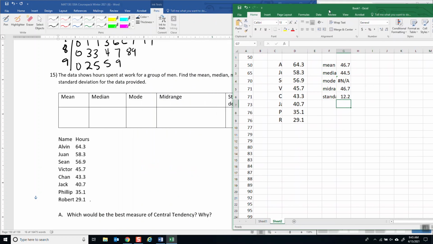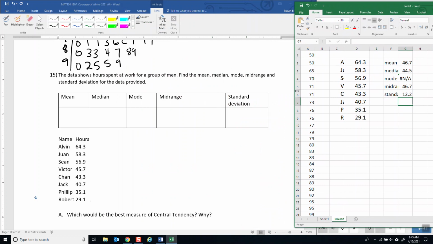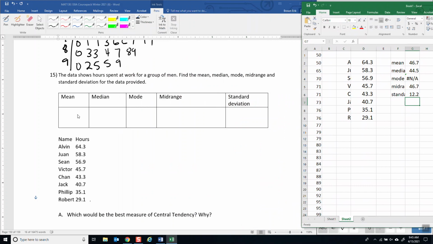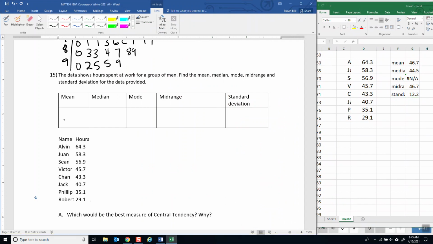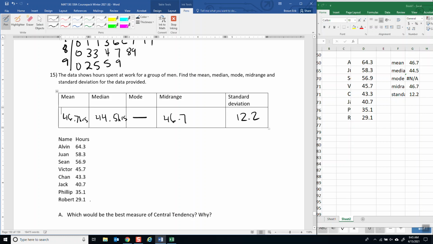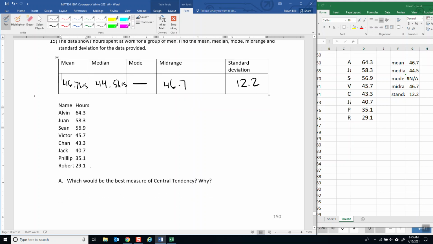Now, the data set is in hours, right? So all of these data values are also in hours. It didn't tell us what to round to. So 46.7 hours, 44.5 hours, there is no mode, 46.7, and then that standard deviation 12.2. So when it asks which would be the best measure of central tendency, we've got to look at these, a couple clues of what would be a good measure.